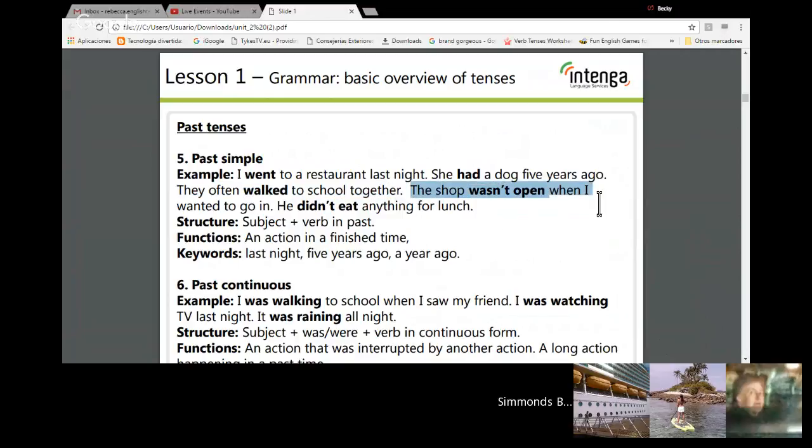And the shop wasn't open when I wanted to go in. It was a specific moment that you wanted to enter the shop and it wasn't open. Okay. And then for lunch, he didn't eat anything for lunch. Lunch was earlier today, so that has also passed. Okay. So, any questions about that? This is specific moments in the past.